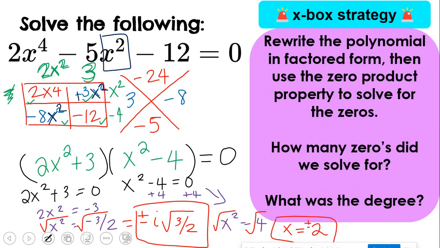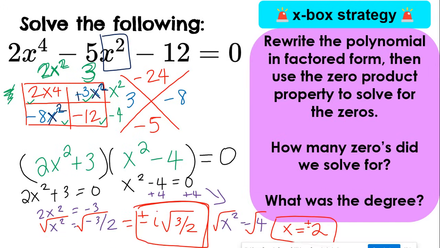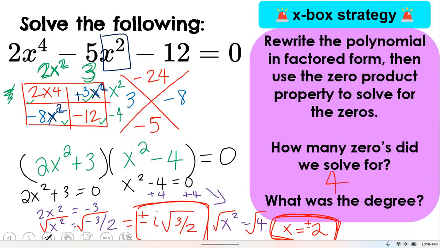I found 2 roots here, the plus value and the minus value. So I found 4 zeros or 4 x-intercepts, and this is degree 4. 2 of them are imaginary, meaning they're floating above the x-axis. 2 of them are real numbers, meaning they're hitting the x-axis.